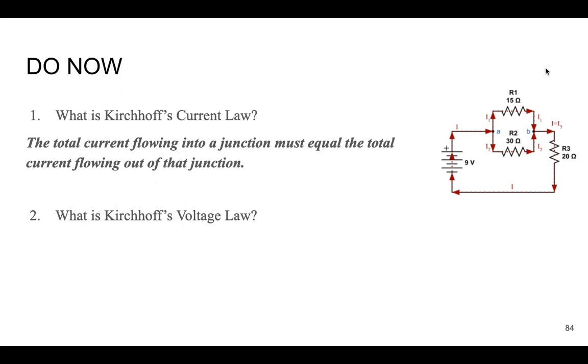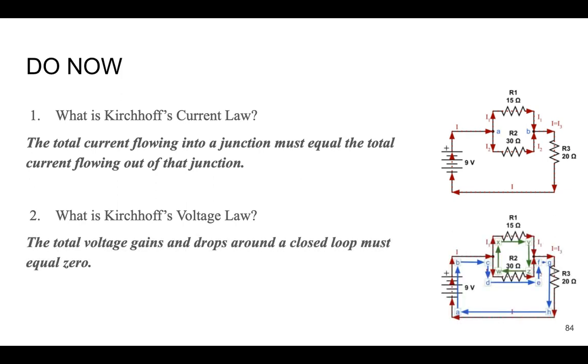And then what is Kirchhoff's voltage law? This is the law that deals with the loops. So if you have any closed loop going around a circuit, all of the gains plus all of the drops must equal 0. So in this part, we're going to learn how to use those in a trickier way to deal with more difficult problems.